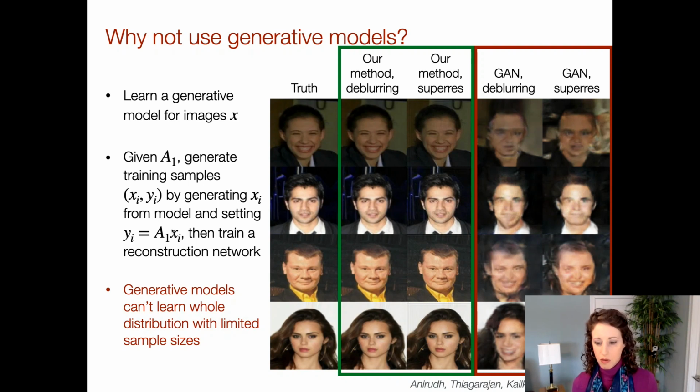But when we try this out in practice using what was the best method in this class, we see that it really just does not compete with the quality of the reconstructions that we can get from our method. And this is true both in deblurring and in super resolution. And the core challenge here basically is that these generative models still at this point aren't able to learn the whole distribution over the space of images with a limited number of samples.